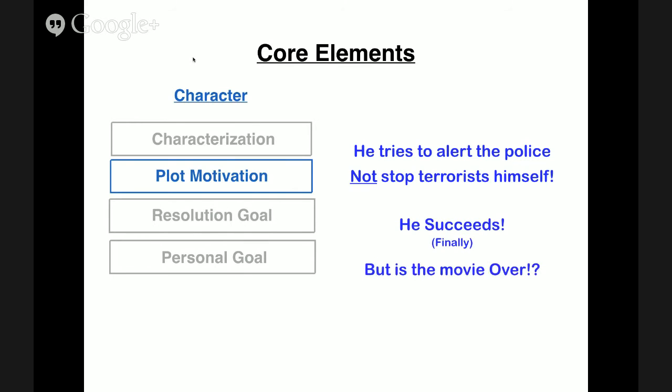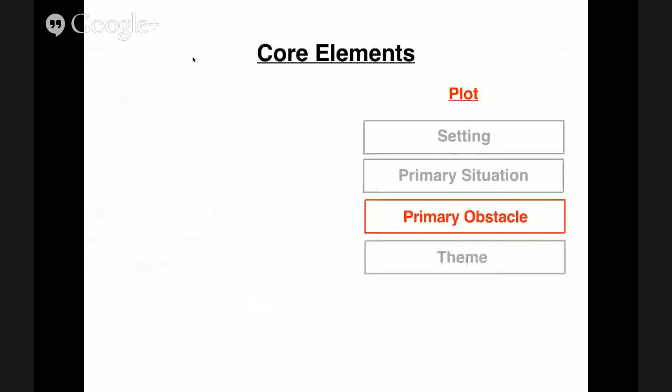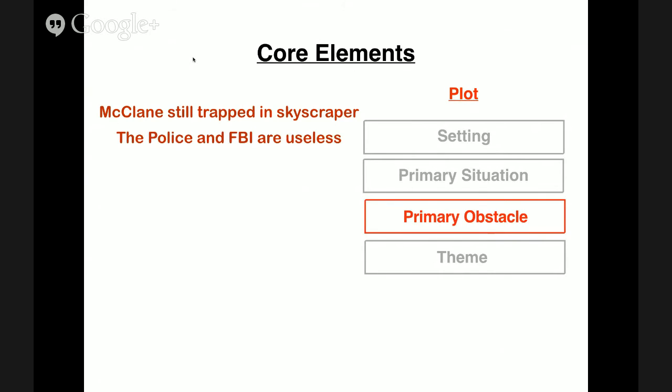Okay, so he does succeed. He calls the police. He throws the body onto Sergeant Al Powell's car, and immediately that sets the police in motion. But the movie's not over yet, because we're only at like the 40-minute mark at that point. A primary obstacle. What happens after the police are alerted? Movie's not over. Movie gets more intense. Okay? McClane is still trapped in the skyscraper.